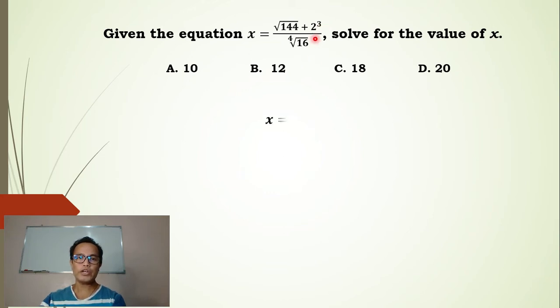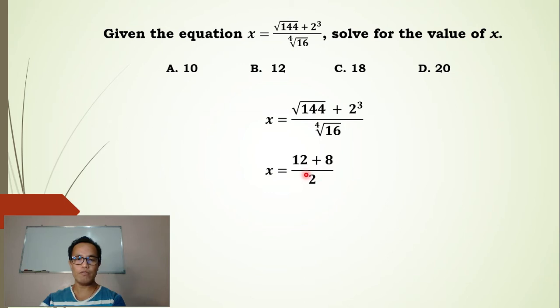Now, since we are already given this equation, x equals the square root of 144 plus 2 cubed all over the fourth root of 16, what we need to do here is to simplify this side of the equation. Since 144 is a perfect square, the square root of 144 is 12, and 2 cubed is 8. That means 2 times 2 times 2.